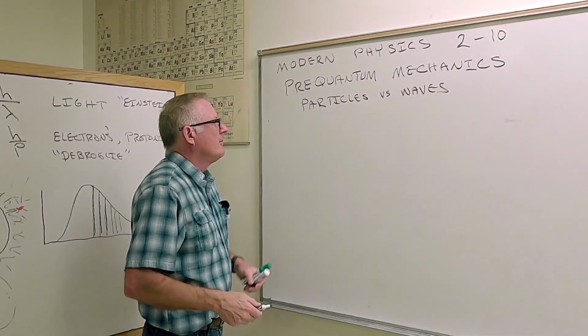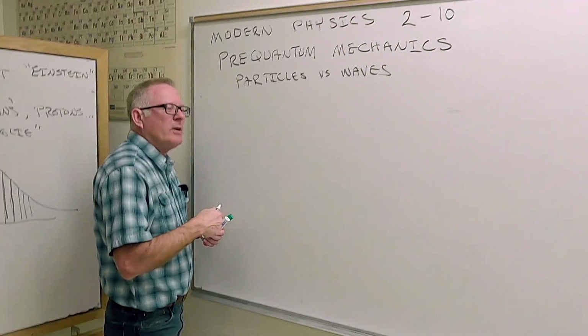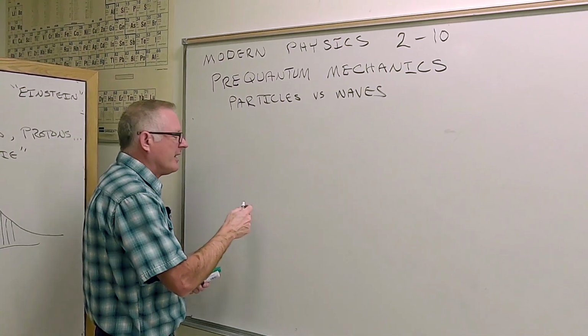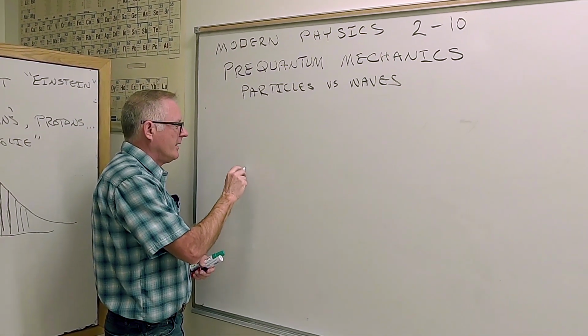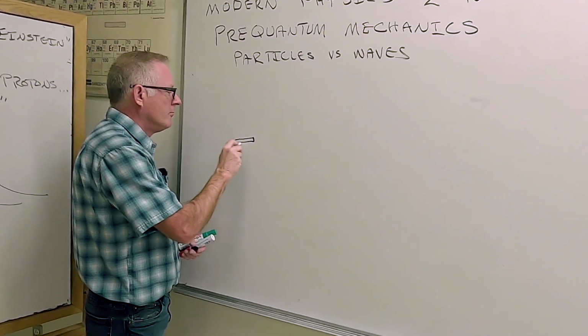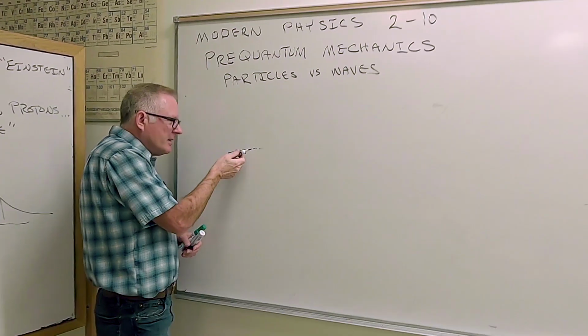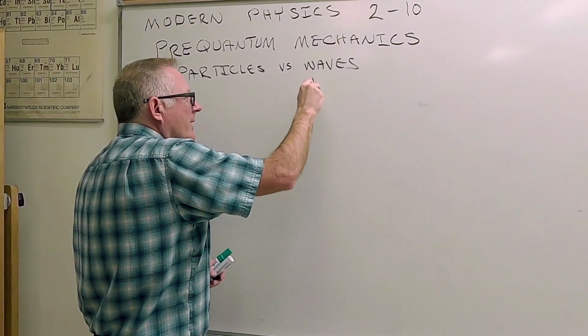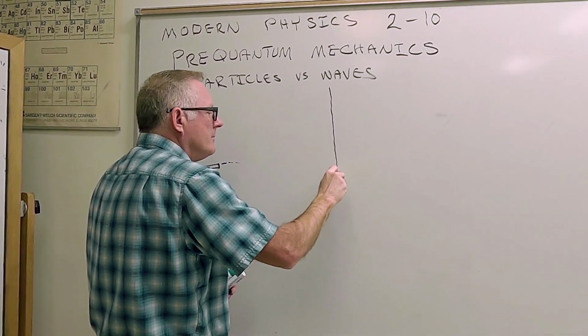Okay, so let's say we get something that we know is a particle: bullets, bullets shooting out of a gun. We know they're particles. So we have a little gun right here, shooting bullets. It sprays them out right here. And over here, I'm going to have a wall.